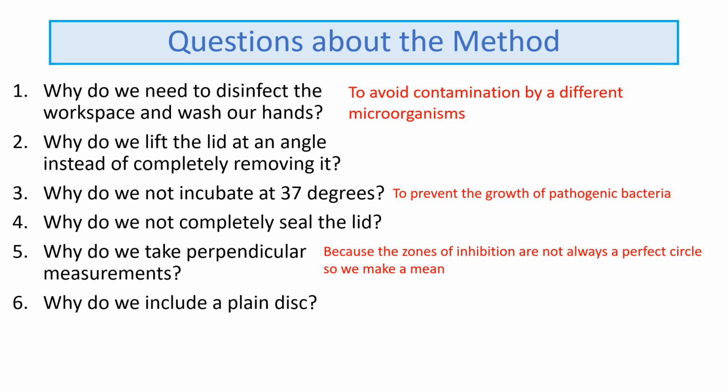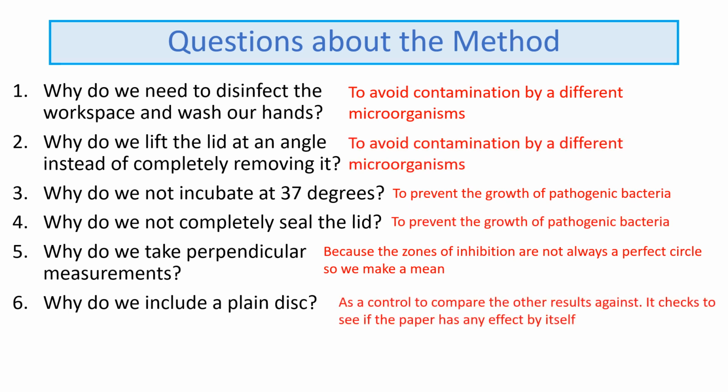We take perpendicular measurements because the inhibition zone is not always a perfect circle, so we can calculate a mean if you carry it from 2 different directions. And then you see the answers to previous ones. And we use a plain disc, so one of your paper discs will not have antibiotics on it, because it allows us what we call a control, not a control variable, just a control, and that allows us to compare it to other discs to see is it the antibiotic that's killing the bacteria, not just the paper.